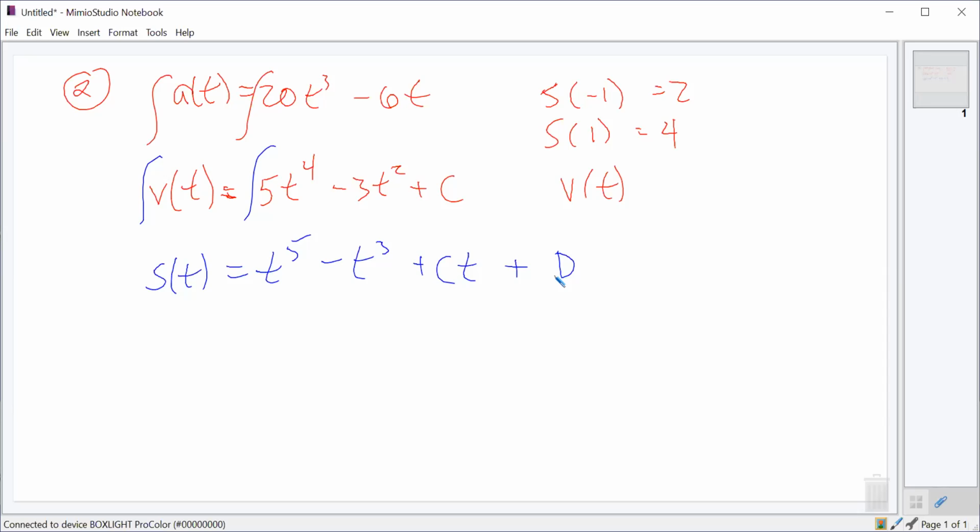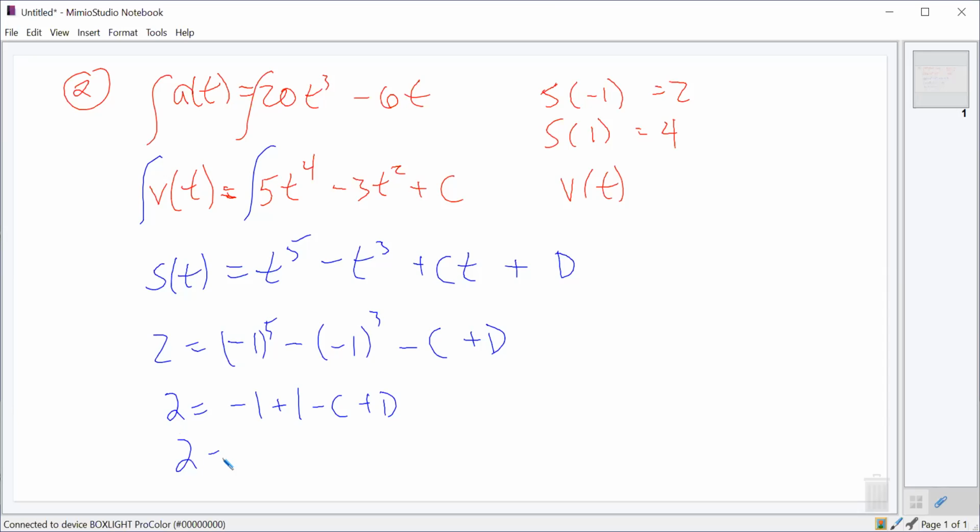Okay, so then we'll plug in -1 for our t values. S of -1 should be 2. So -1 to the 5th minus -1 to the 3rd minus, if t is -1, that's a minus c, and then plus d. Everybody good with that? Josh, you good with that? Yes. All right, so we end up with 2 equals -1 plus 1 minus c plus d. Or we get 2 equals d minus c.